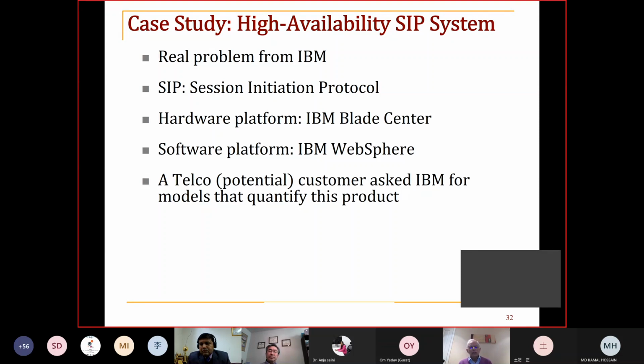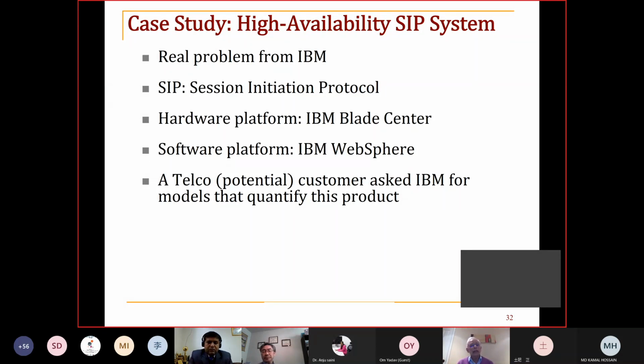in order for them to believe that this system would have the level of availability and reliability that IBM is claiming. So it turns out that, of course, IBM is a very large company, but the particular group of engineers dealing with this particular system did not know how to go about doing this model. But somebody told them that there is this fellow Trivedi at Duke who can probably help you. And so they approached me.